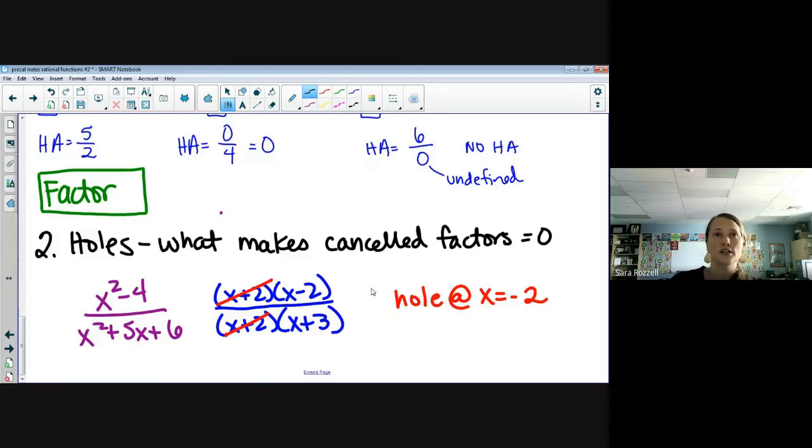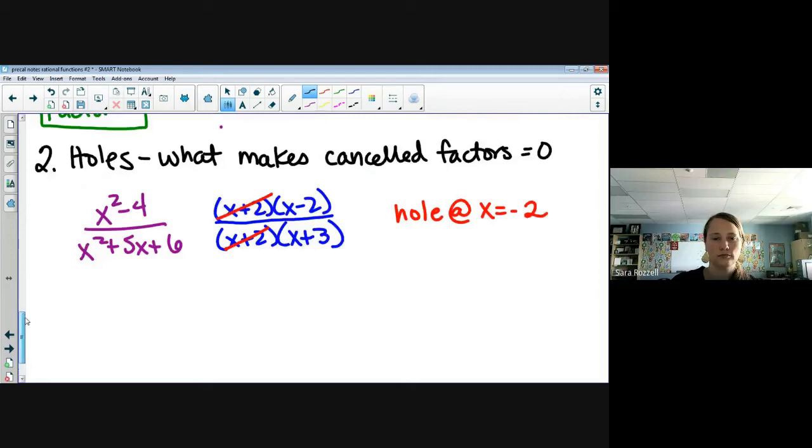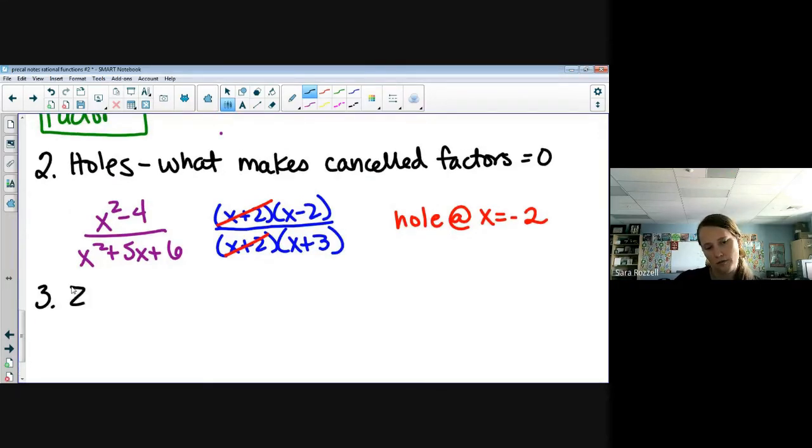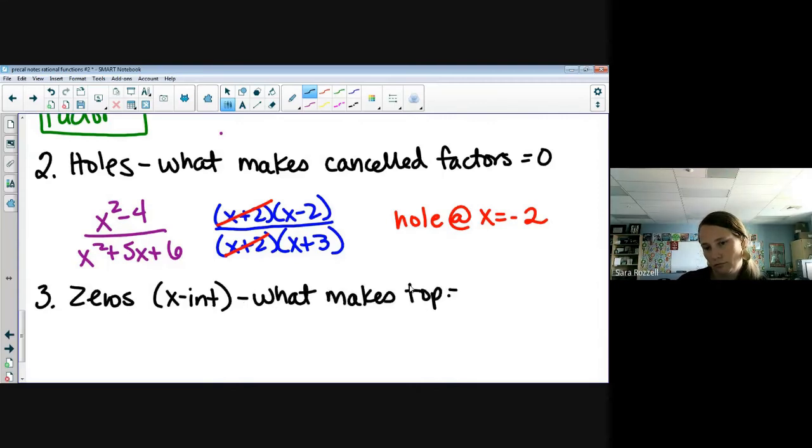Once you've canceled something for your holes, we don't use it again. So once it's canceled out, it doesn't show up for zeros. It doesn't show up for vertical asymptotes. So our next thing that we're going to find are our zeros, which graphically are our x-intercepts. And our zeros are what makes the top equal to 0 from our fraction.